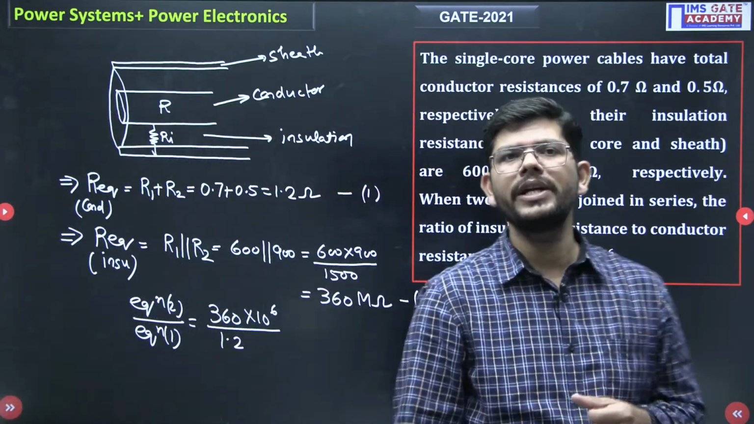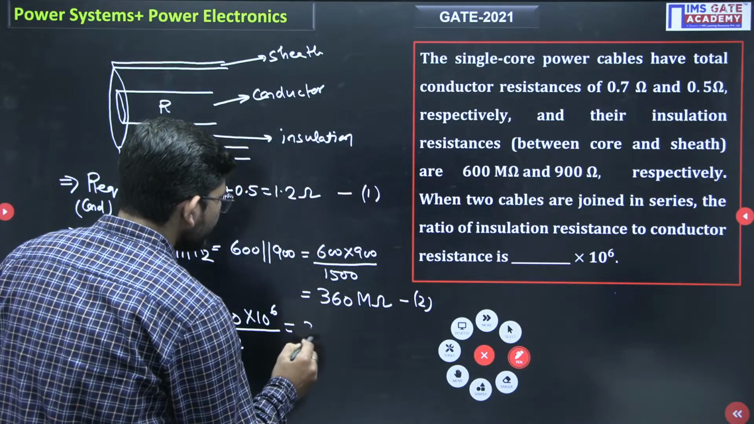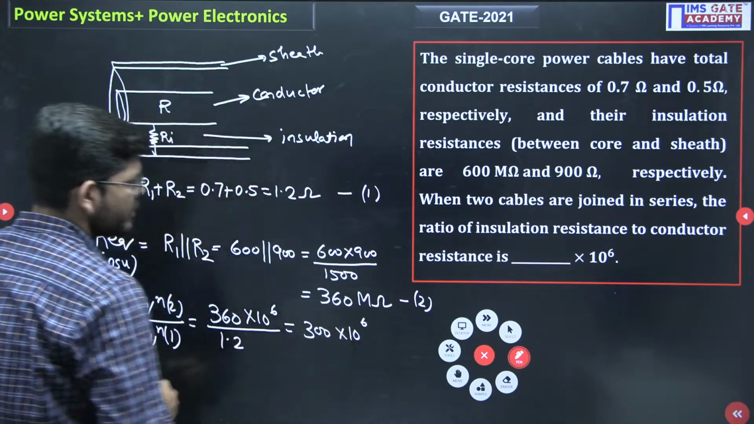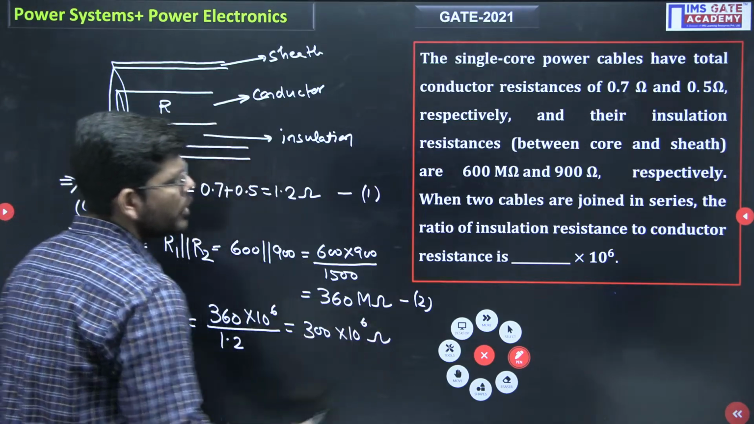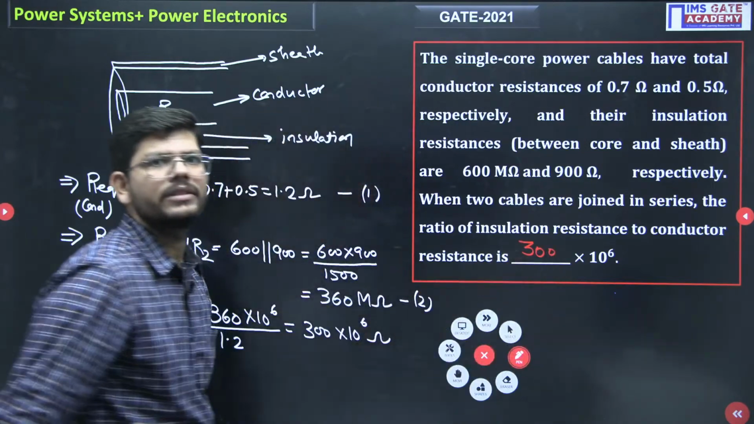So now when you divide it, how much answer will you get? You will get 300 into 10 to the power 6. So what will you be writing here? You will be writing 300, which will be the answer.